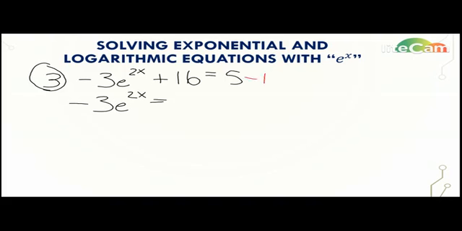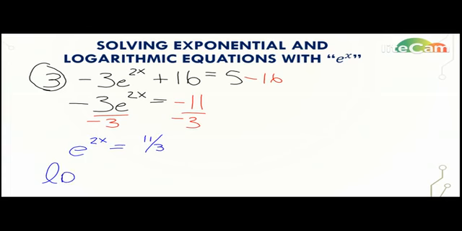So our next problem is -3e to the 2x plus 16 equals 5. I'm going to start moving things over because there's no way to convert this yet. I'm going to subtract the 16, which gives me -11. And then I'm going to divide by -3. That will give me all the pieces that I need to convert it to a log. But 11 thirds is actually a repeating decimal. So I've got log base e of 11 thirds equals 2x.